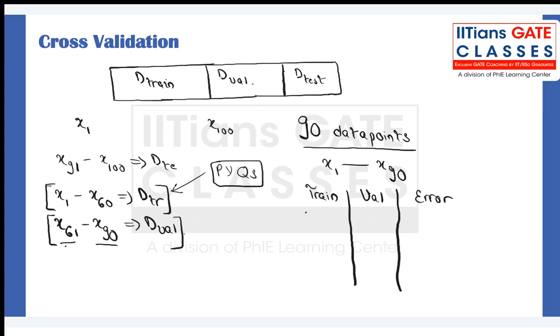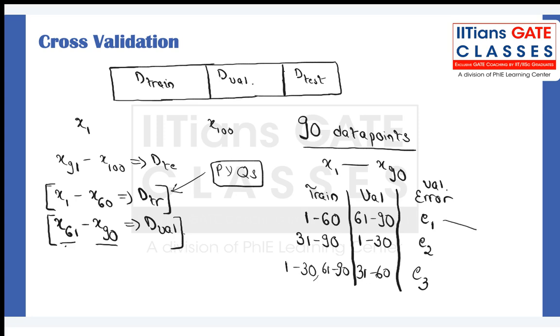Initially you would say let's put x1 to x60 as the training set and 61 to 90 as the validation set, and this will give you one error. Let's call it E1. Another data set could be x31 till x90 forming your training set, and 1 till 30 forming your validation set. With this, you evaluate your validation error and you get E2. Another thing you can do is 1 to 30 and 61 to 90 form your training set, and 31 till 60 forms your validation set, and you get an error E3. And I will average this out and get my error E.